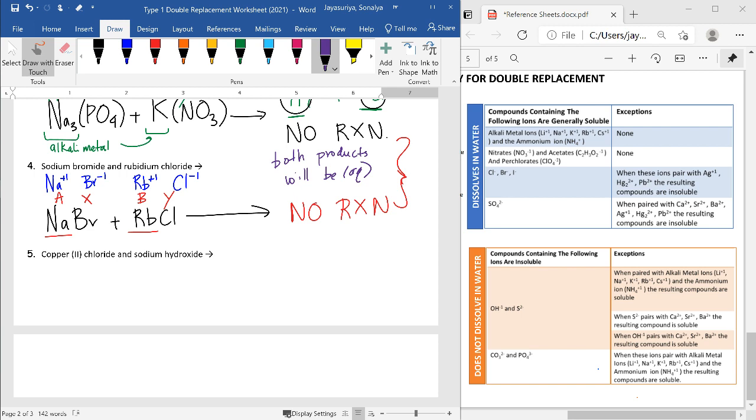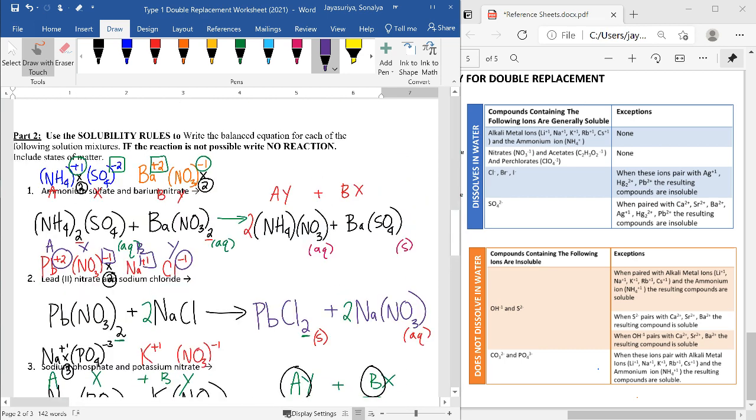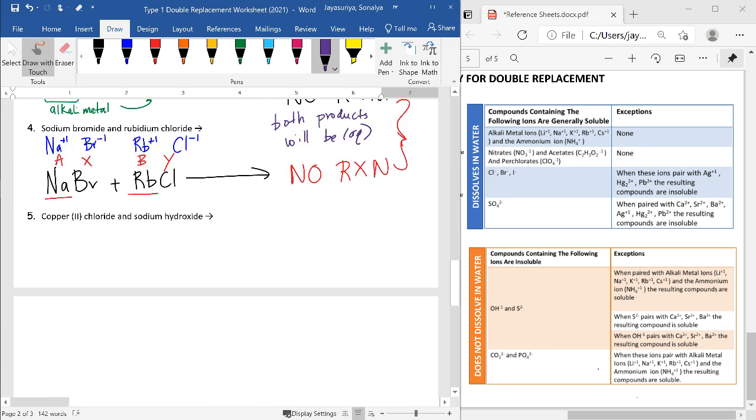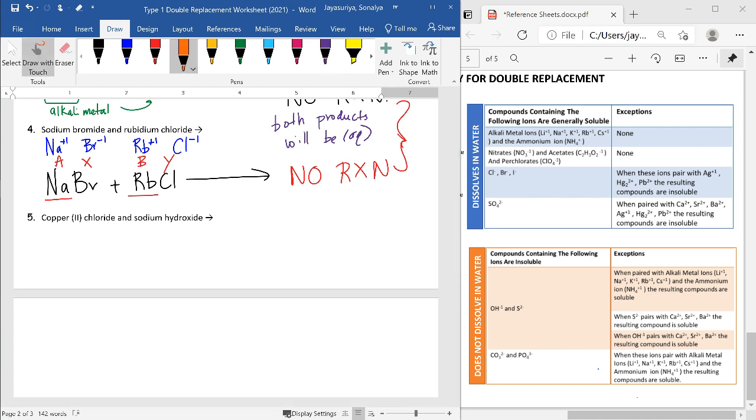Okay? Now, I believe this is the last one, or is there one underneath that I didn't scroll to? No, this is the last one. Okay, so we got copper. It's copper II, so I know it's +2. And chloride with a -1 charge from group 17. Sodium, Na+1, hydroxide, OH -1 from the common ion sheet.